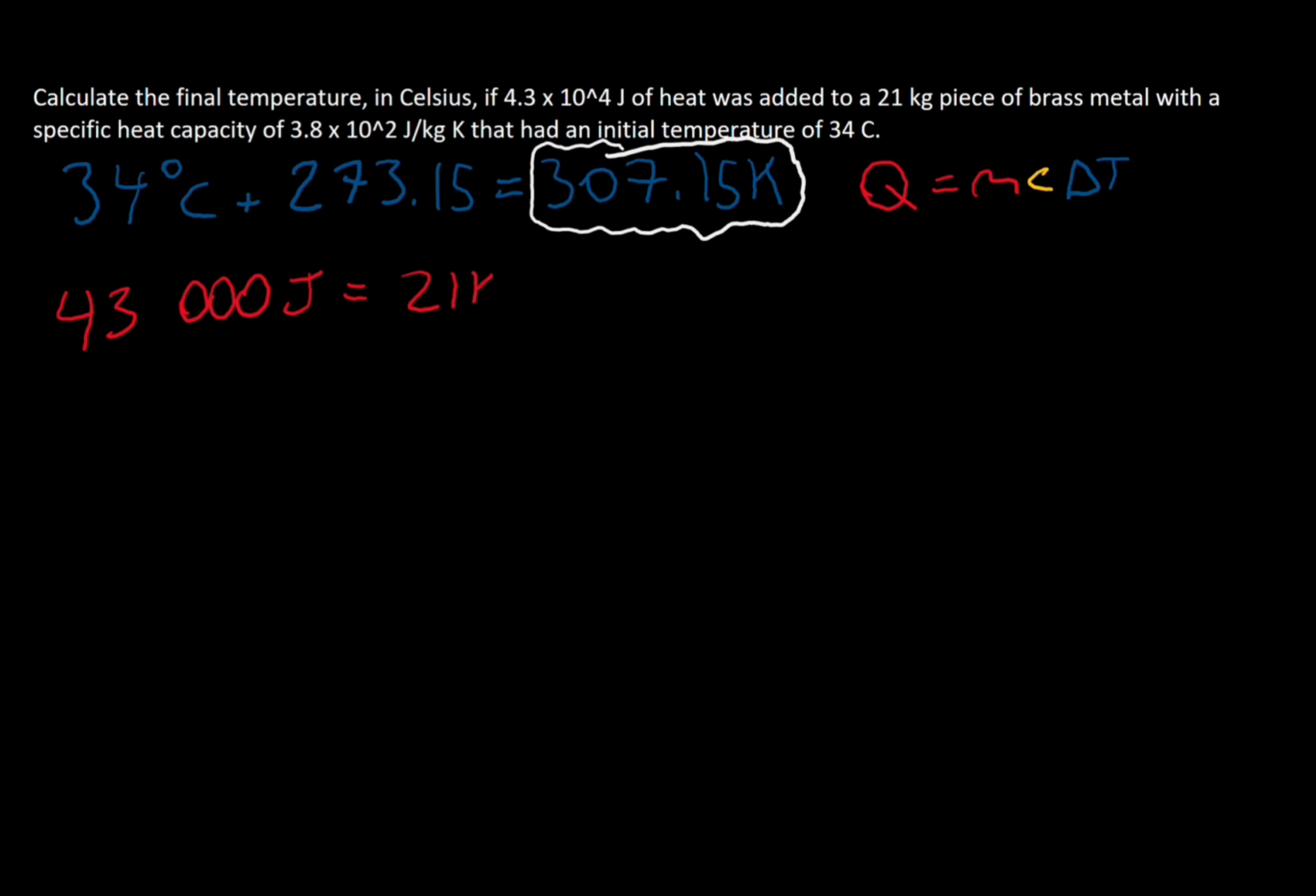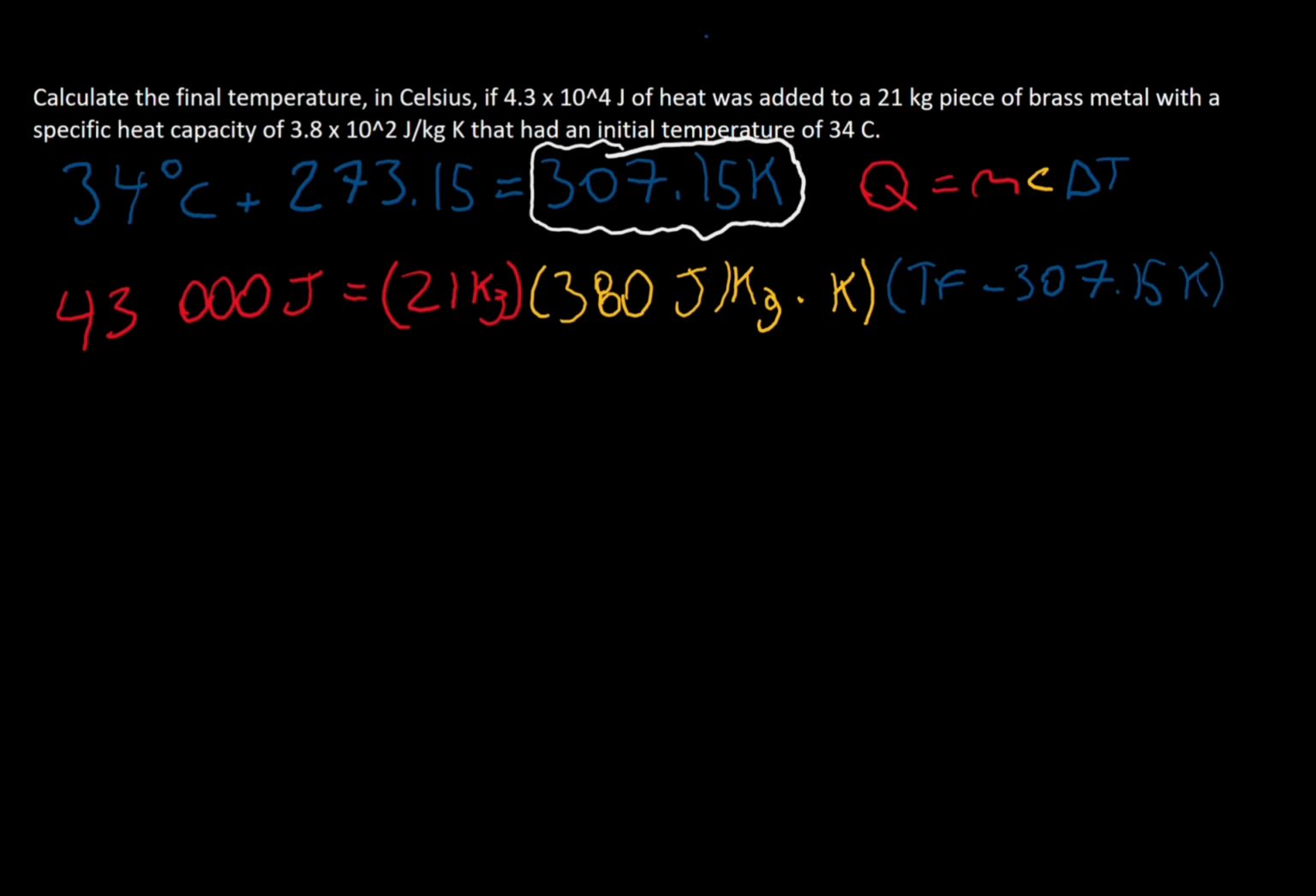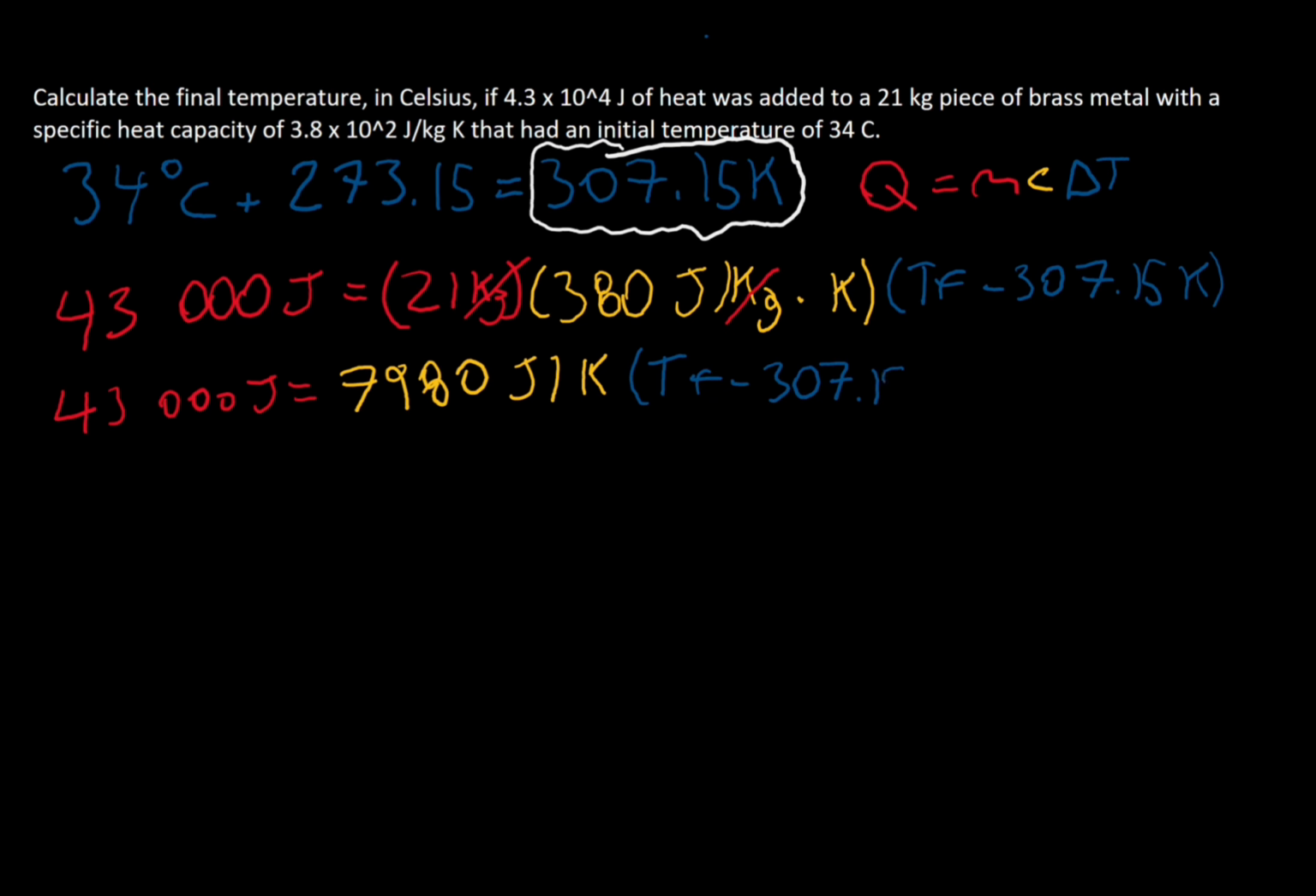So 43,000 joules is equal to 21 kilograms times 380 joules per kilogram Kelvin. And then for the change in temperature, if we remember that it's the final temperature minus the initial temperature, we would put that as final temperature minus 307.15 Kelvin. Now what we have to do is multiply the mass by the specific heat capacity. Kilograms cancel out, and this gives us 7,980 joules per kilogram. Now we're going to divide it out on both sides.